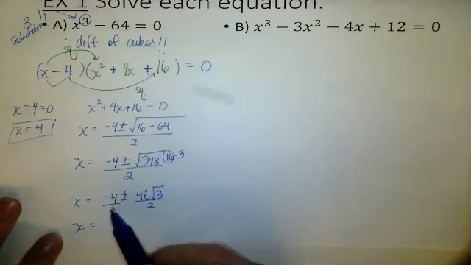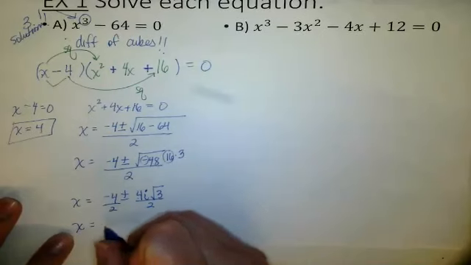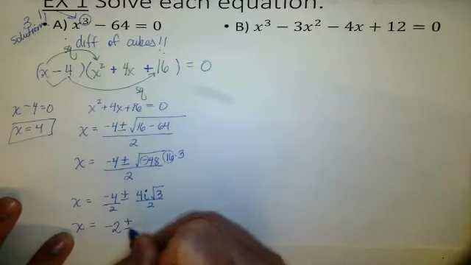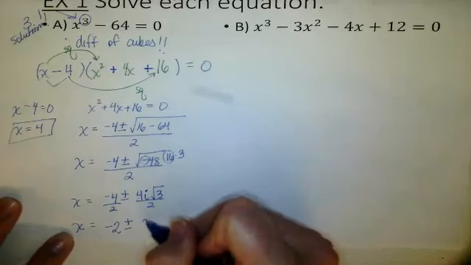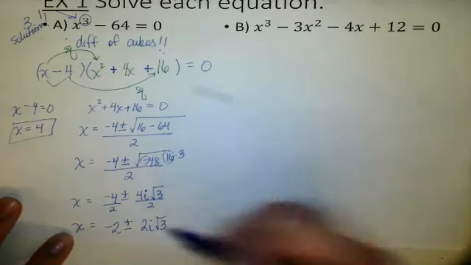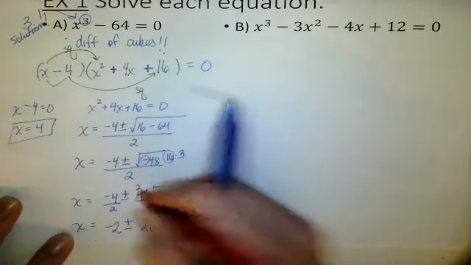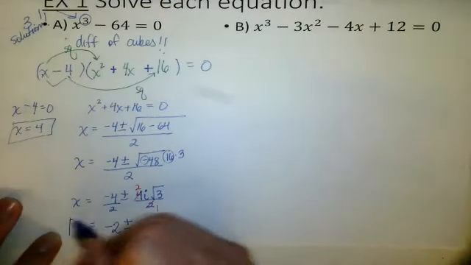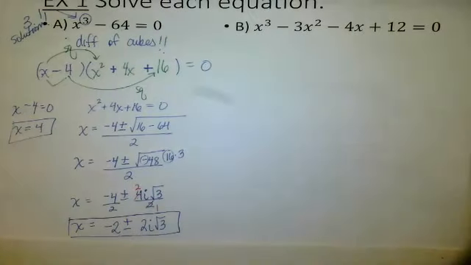So negative 4 over 2 is negative 2 plus or minus 2i radical 3. My 4 and my 2: 2 goes into 2 once, and 2 goes into 4 two times. All right. There are all the solutions.